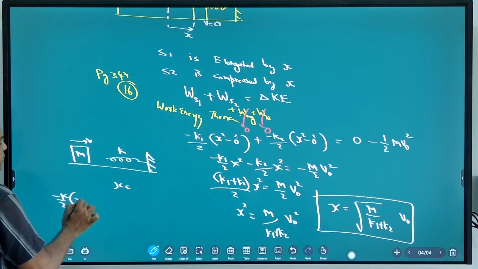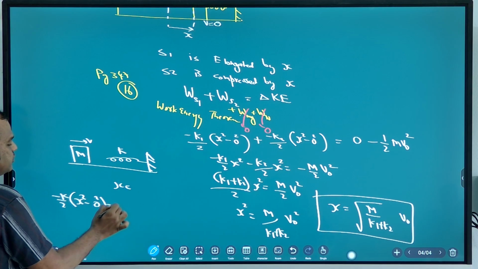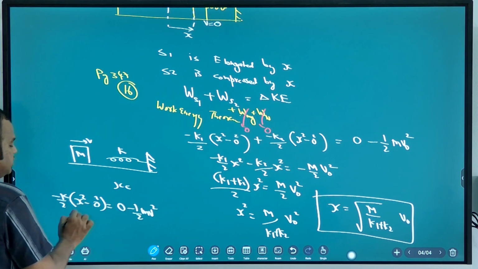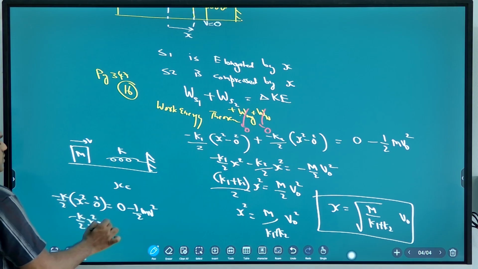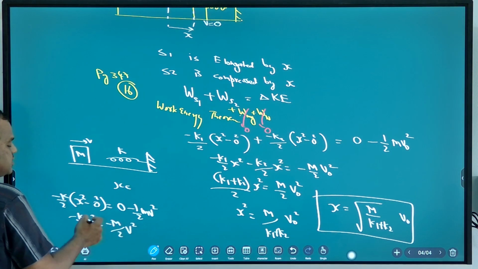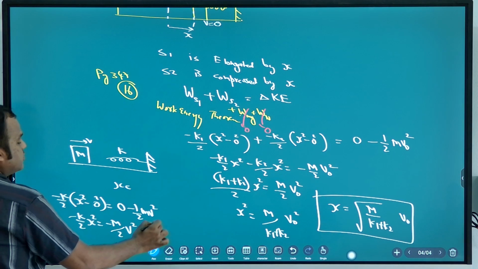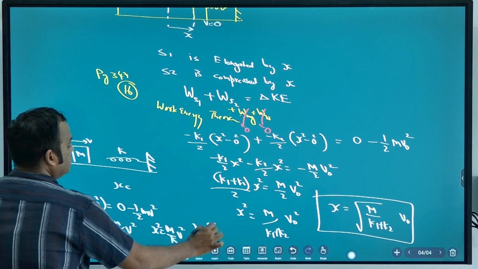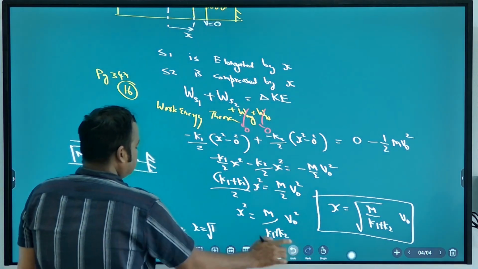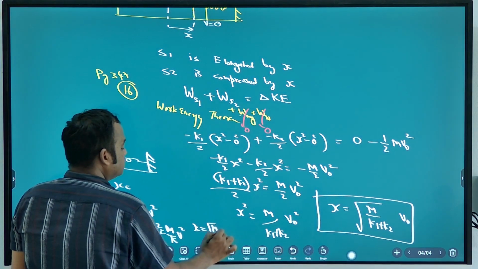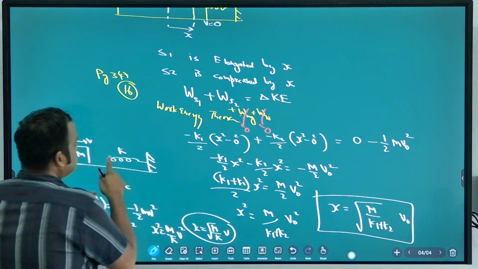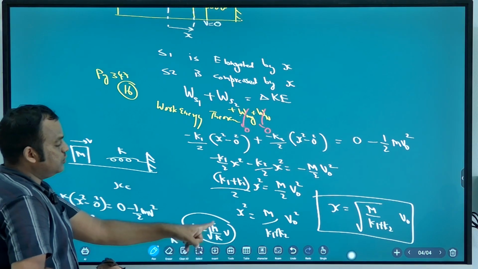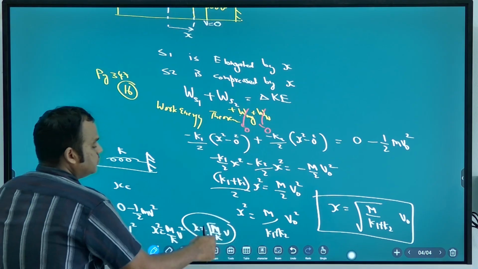Minus k by 2 x square minus 0 square is equal to final kinetic energy minus initial kinetic energy. So minus k by 2 x square is equal to minus m by 2 v square. Minus minus cancel, 2 cancel. So what is x square? m by k into v square. So what is x? Root m by k into v, correct? Single spring is there. So what is the maximum compression? Root m by k into v, correct?